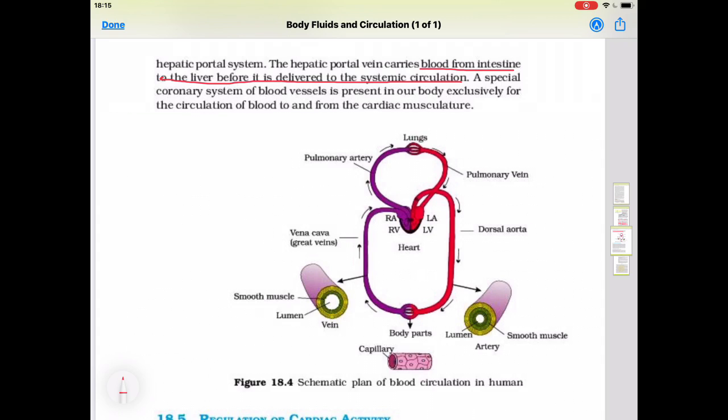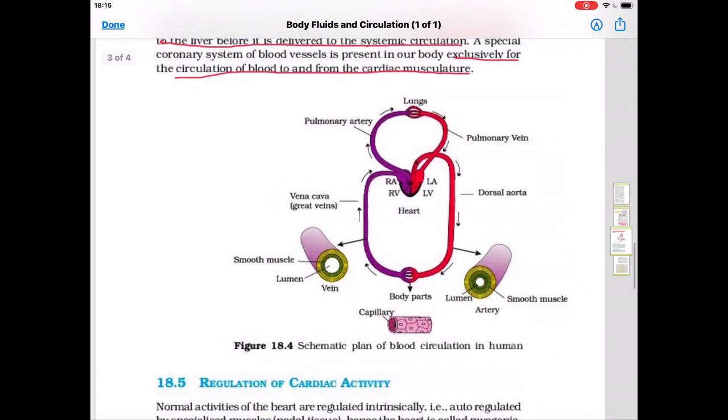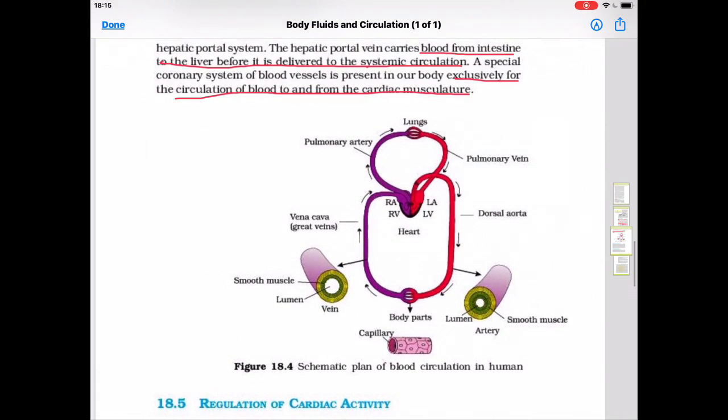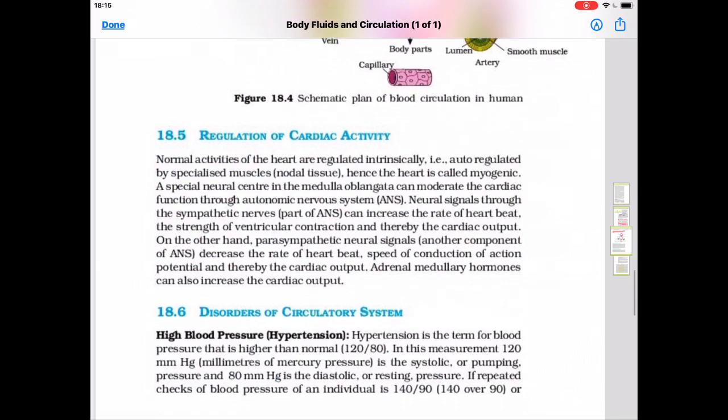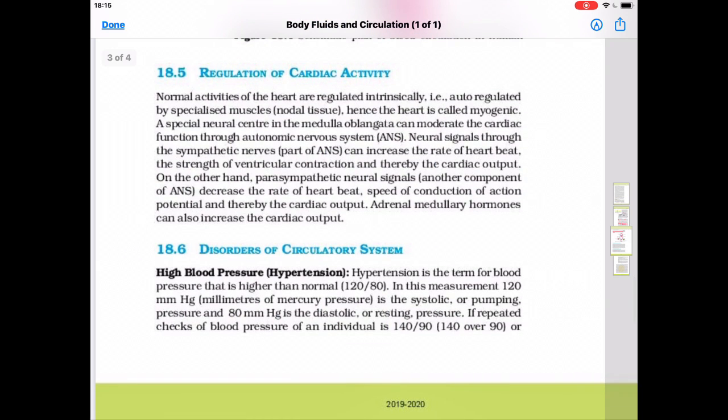A special coronary system of blood vessels is present in our body exclusively for the circulation of blood to and from the cardiac musculature. Coronary system means for the heart. So special blood vessels are present which supply blood to the muscles of the heart. Next is regulation of cardiac activity.